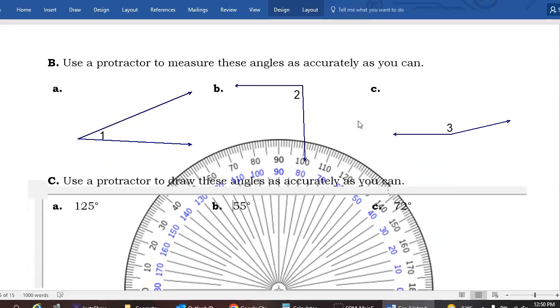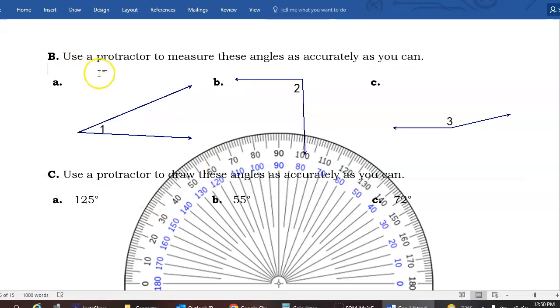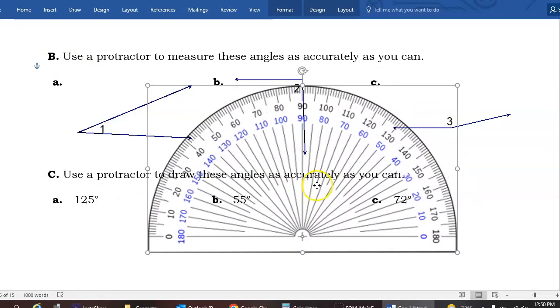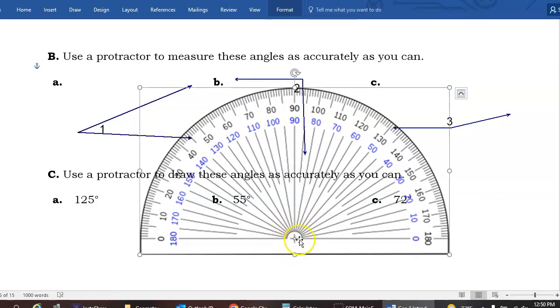Letter B, use a protractor to measure the angles as accurately as you can. So I have a protractor that I pasted on here that I'm going to try to use. And we're going to move this around. There are 3 things you need to do. First, you line up the vertex with the center hole here. Second, you line up one of the sides with 0. Now you can do this blue 0 on the right, or you can do this black 0 on the left. Depending on if you use 0 on the right or 0 on the left, that's going to tell you to use your outside scale or your inside scale. And then the third thing you do is see where the other side points.